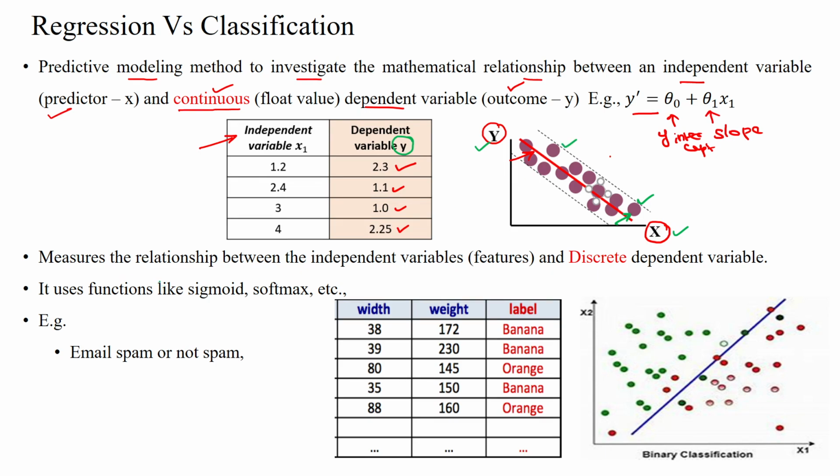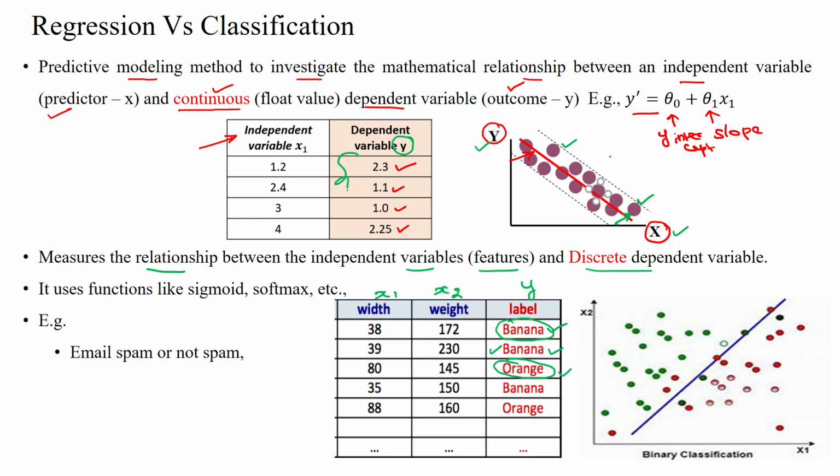Likewise, when you are taking classification, classification measures the relationship between independent variables. Here x1, x2, two independent variables are there. Another name for the independent variables is features, and the dependent variable is discrete. Here the dependent variable y has discrete values. Look at this: this is banana, another one is also banana, the third one is orange. So the values are mentioned in the form of discrete values.